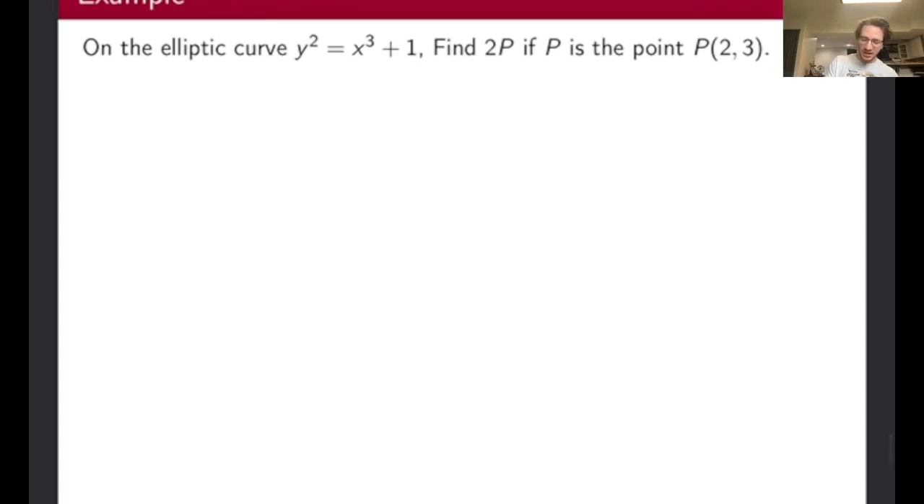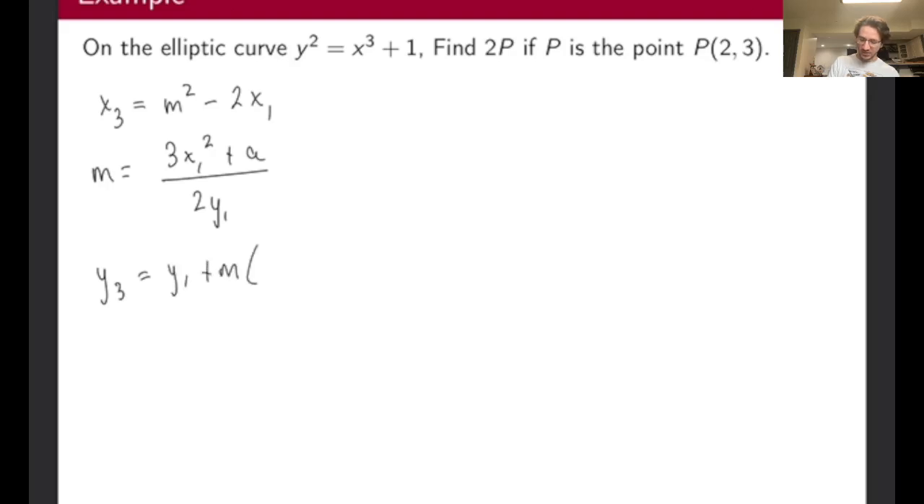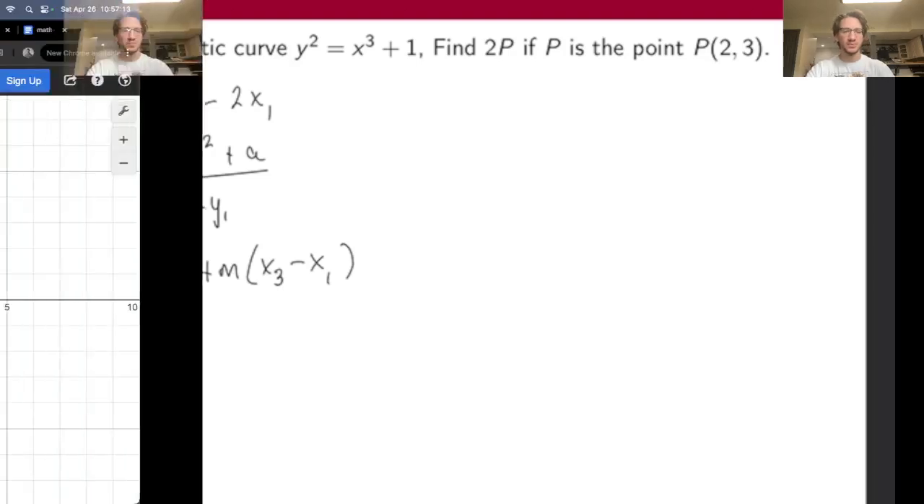So the things I need, again: x3 is m squared minus 2x1 for adding a point to itself. m is 3x1 squared plus a over 2y1. That's something you're just going to have to memorize or keep going back to the notes to look up. And then y3 is given by y1 plus m times x3 minus x1. So let's calculate these things in Desmos.